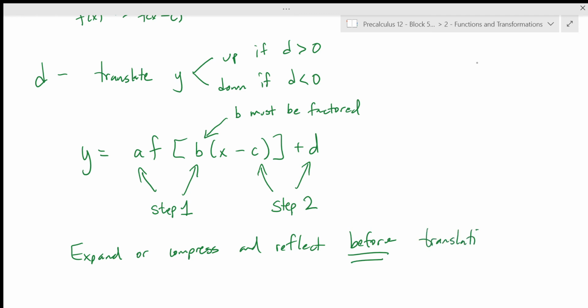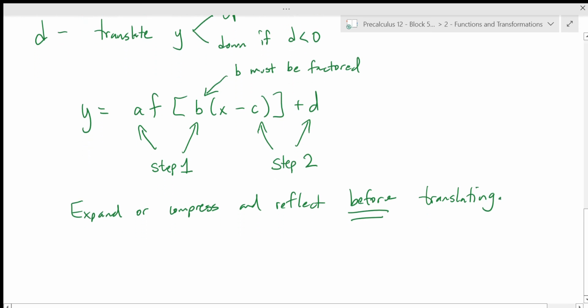And this has to do with mathematically how these changes affect the outputs of your function. But suffice it to say, I'm not going to explain exactly how, because that's going to depend a lot on the function. But generally, what would happen if you did it in the wrong order is that, when you're expanding and compressing, we generally consider that to be around the origin. And if you've already moved something before you try to expand or compress, you have to do it without reference to where its original position was.